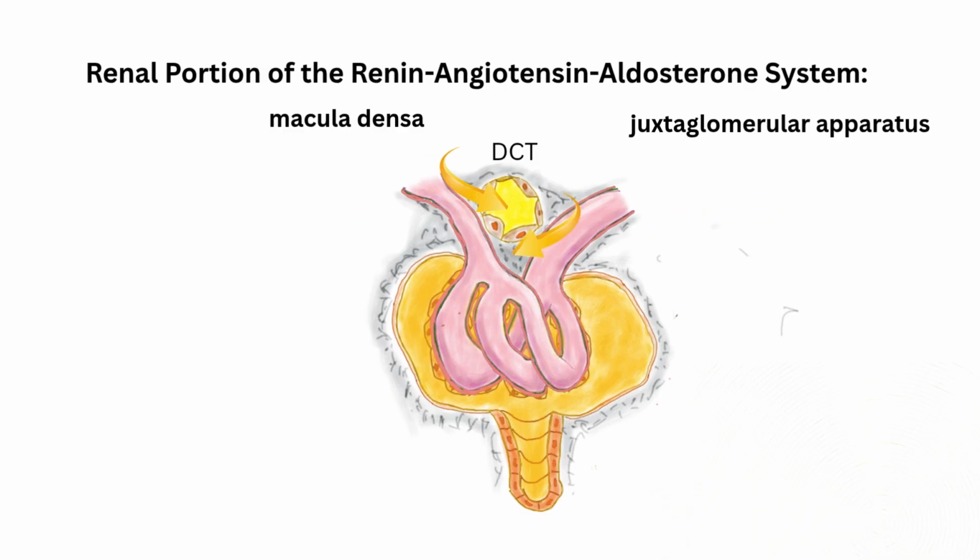The renin-angiotensin-aldosterone system helps regulate flow of blood to and within each glomerulus, responding to changes in blood pressure and plasma sodium levels that are monitored by the juxtaglomerular apparatus. The macula densa is part of the JG apparatus near the distal convoluted tubule.